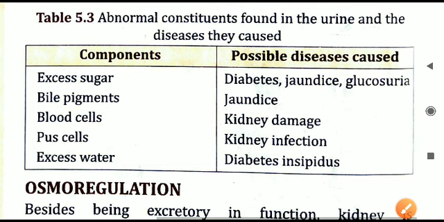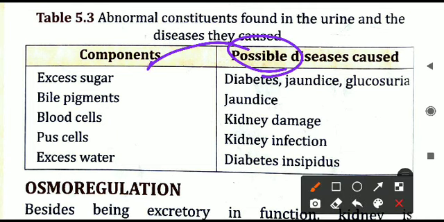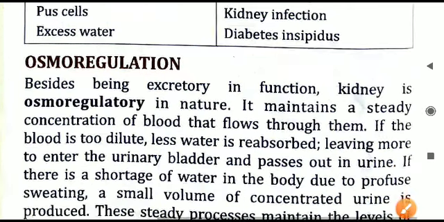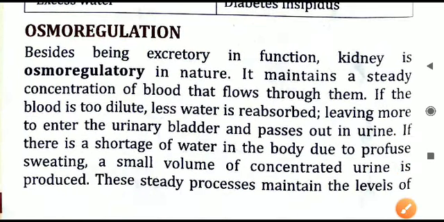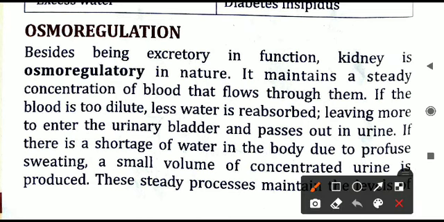So these are certain diseases possible if these constituents are found abnormally in the concentration of the urine. Now we will move to the next part, that is osmoregulation. We have seen the main function of the kidney is excretion. So other than excretion, what else will the kidney do? The answer is the kidney is osmoregulatory in nature.